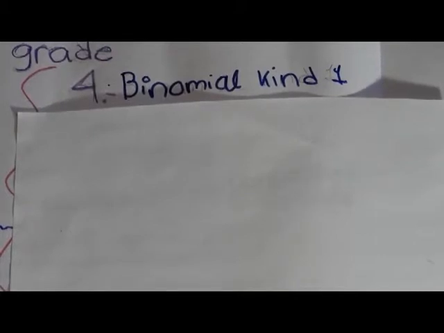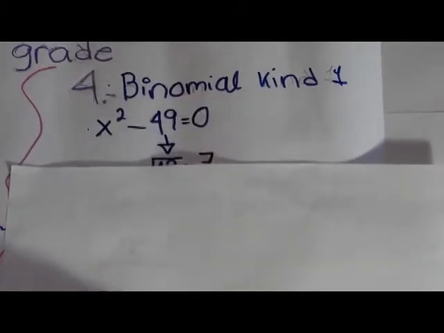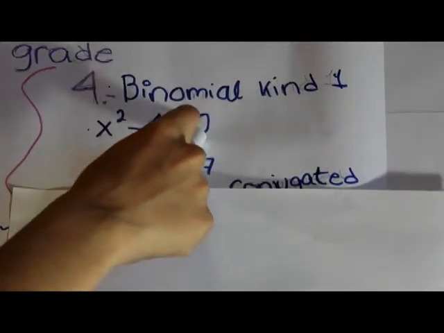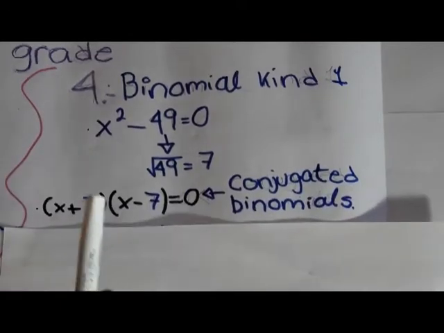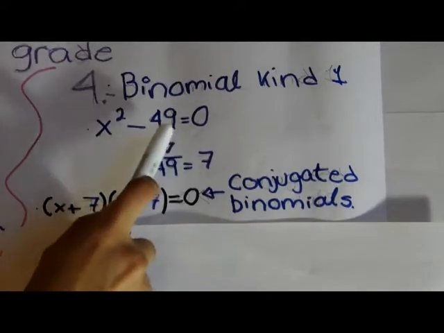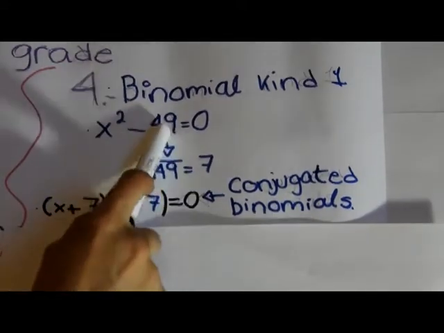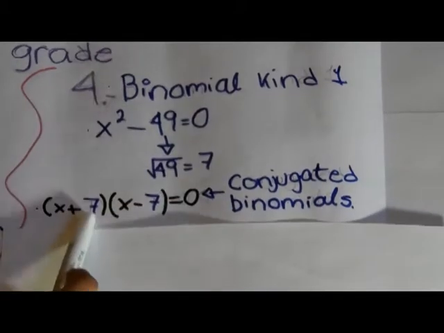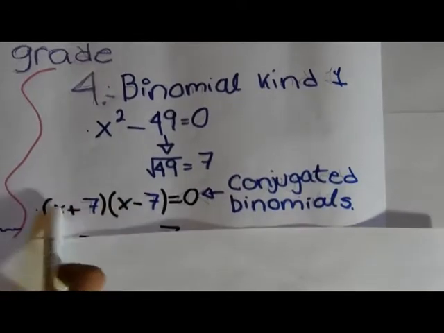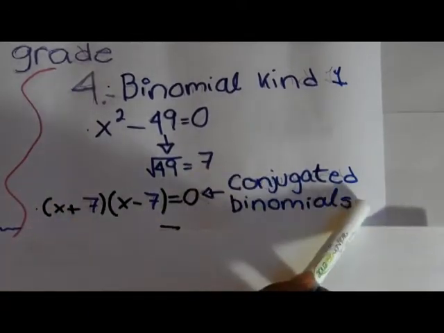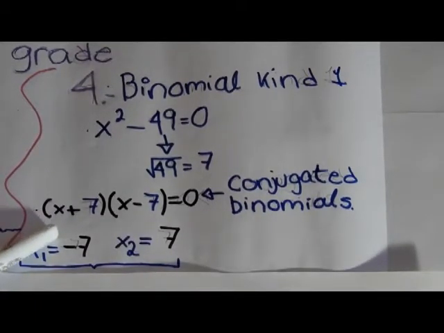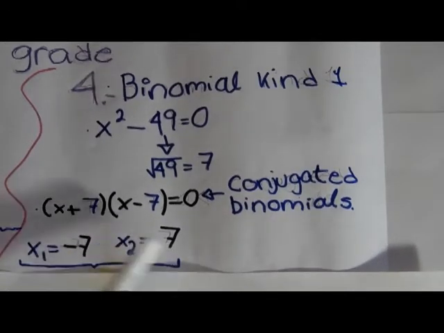Another kind is a binomial with only an x. For example, x squared minus 49 is equal to 0. To factorize this equation, we put the x on both parentheses, and next we need to find the square root of number c, which is 7, and we put it on both parentheses with different signs. This kind of factorization is called conjugate binomials. After you have factorized the equation, you clear it, and we have both results.